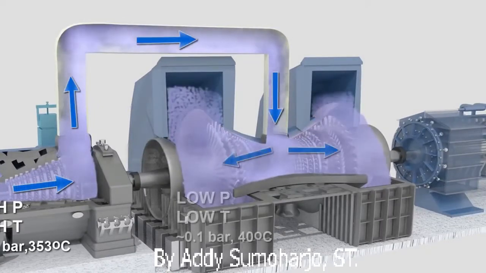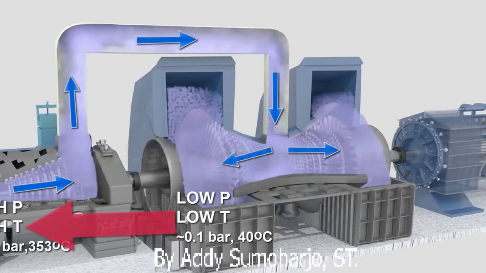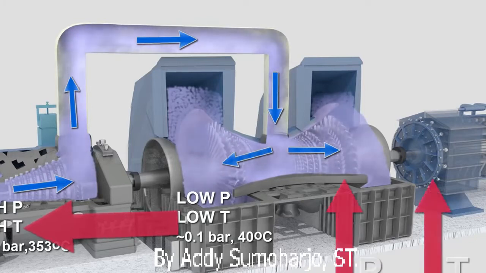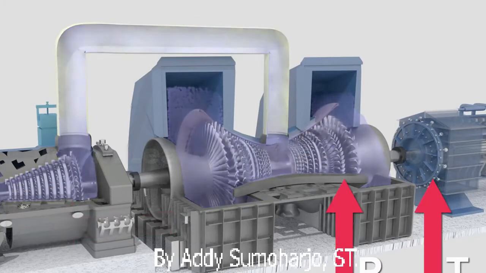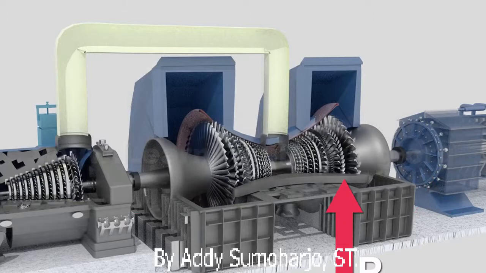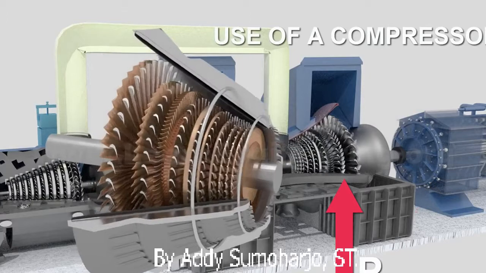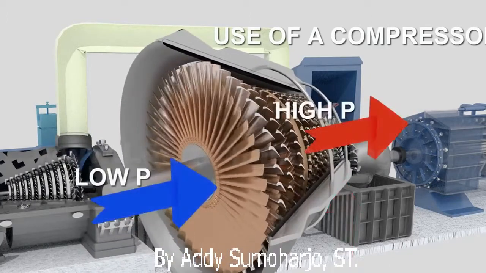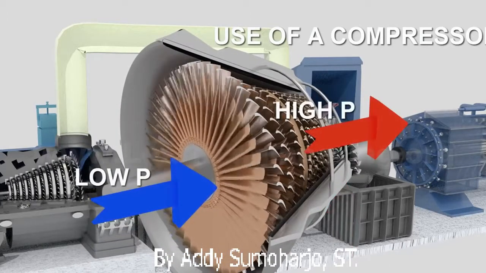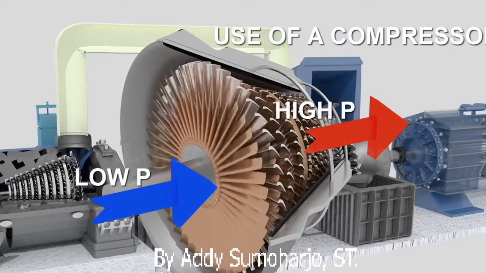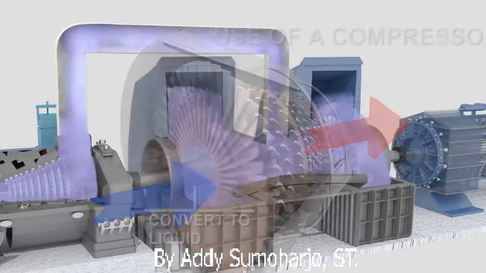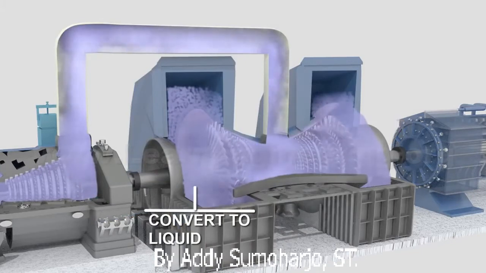If we can bring the low pressure and low temperature steam back to their original states, which were of a much higher pressure and temperature, we can repeat the process. The first step is to raise the pressure. You can use a compressor for this purpose. But compressing steam is a highly energy-intensive process, and such a power plant will not be efficient at all. The easy way is to convert the steam into liquid and boost the pressure.